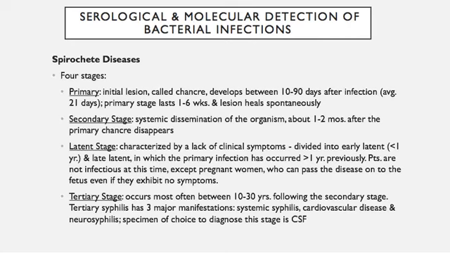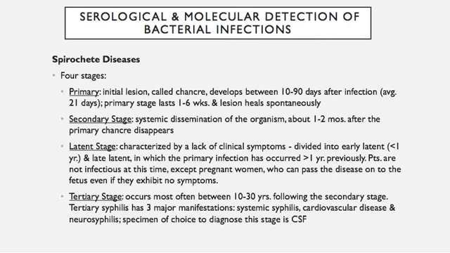That primary stage lasts 1 to 6 weeks, and the lesion heals spontaneously. Then the secondary stage is where you've got systemic dissemination of the organism about 1 to 2 months after the primary canker disappears. Symptoms of the secondary stage include generalized lymphadenopathy, malaise, fever, pharyngitis, a rash on the skin and mucous membranes. There could be neurological signs such as visual disturbances, hearing loss, tinnitus, and facial weakness appear in about half of patients with secondary syphilis, which indicates involvement with the central nervous system.